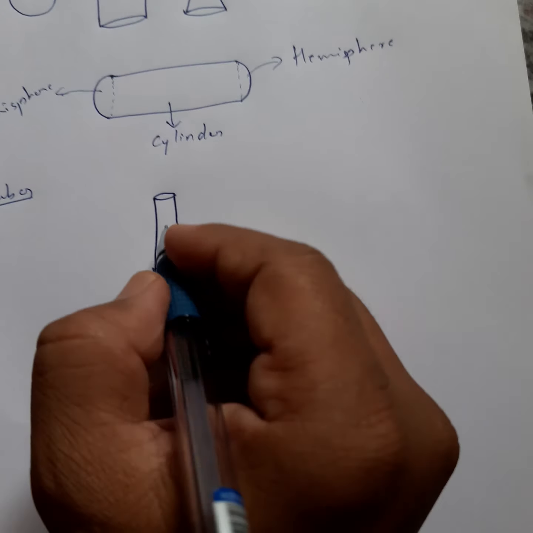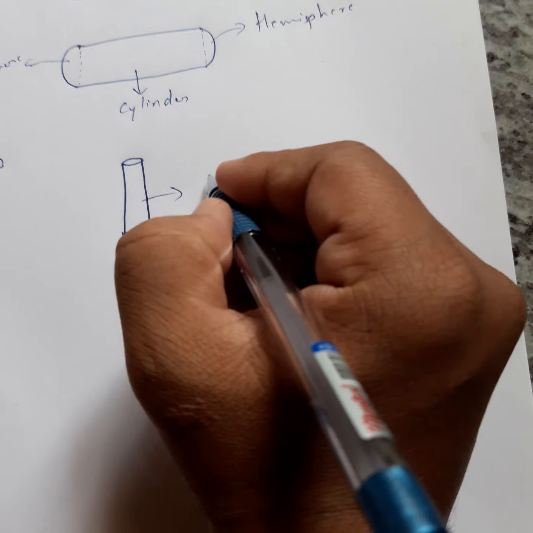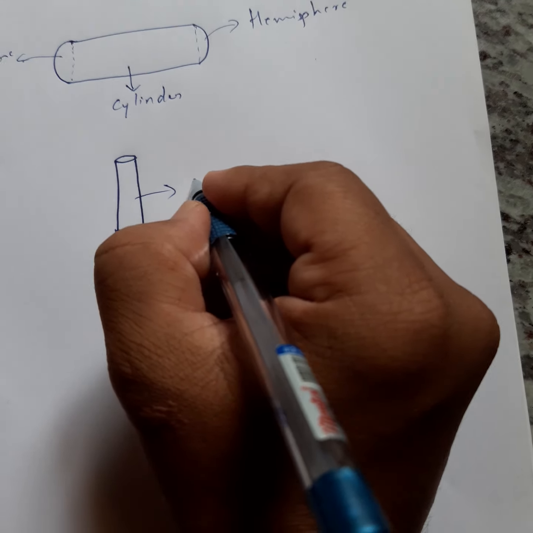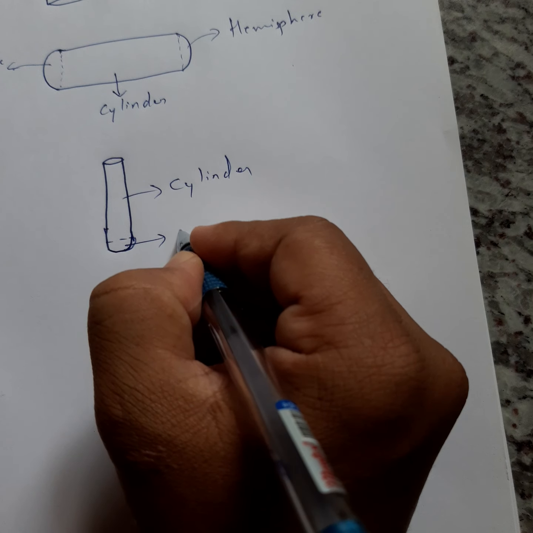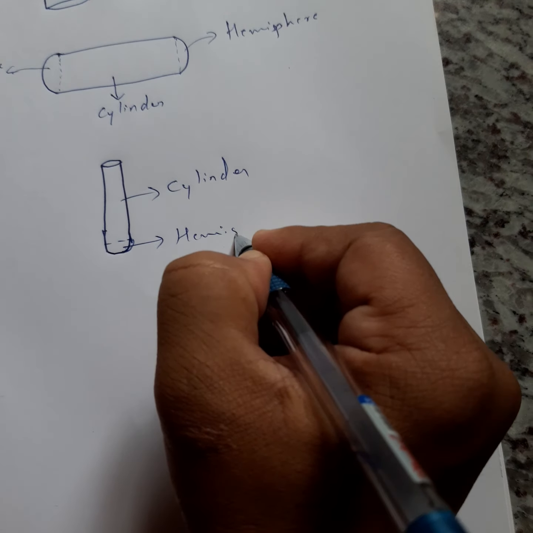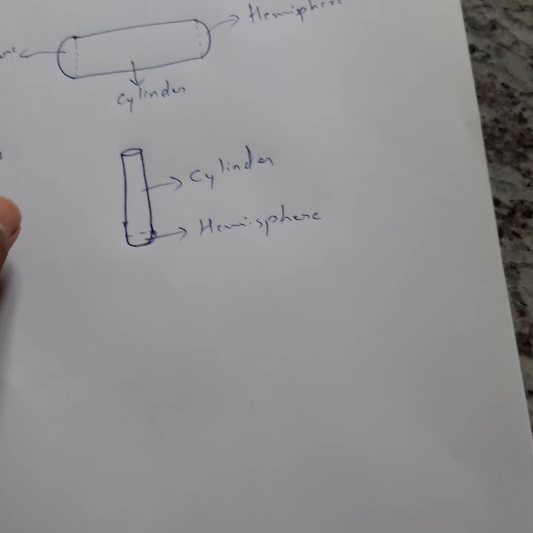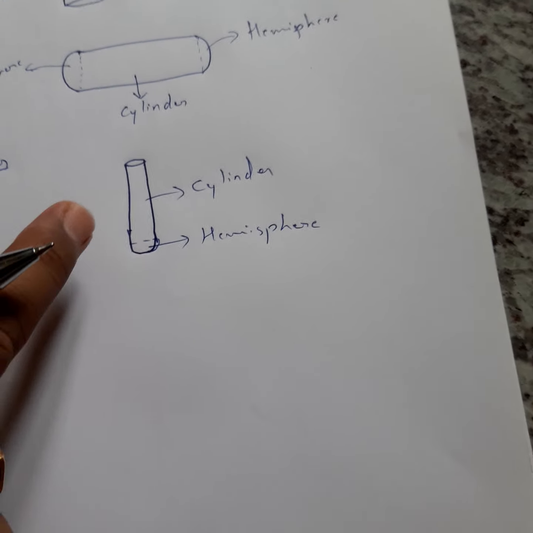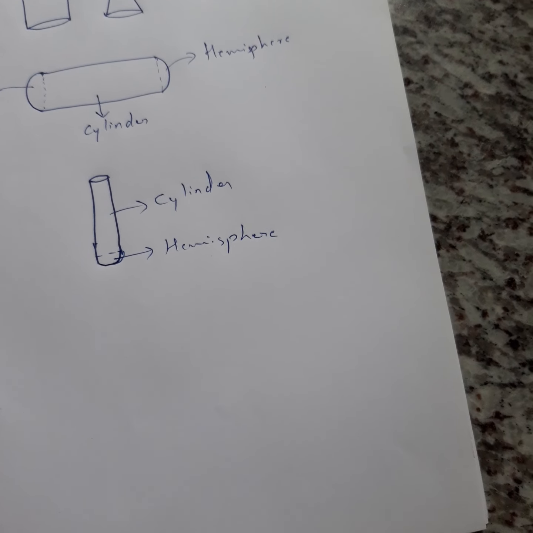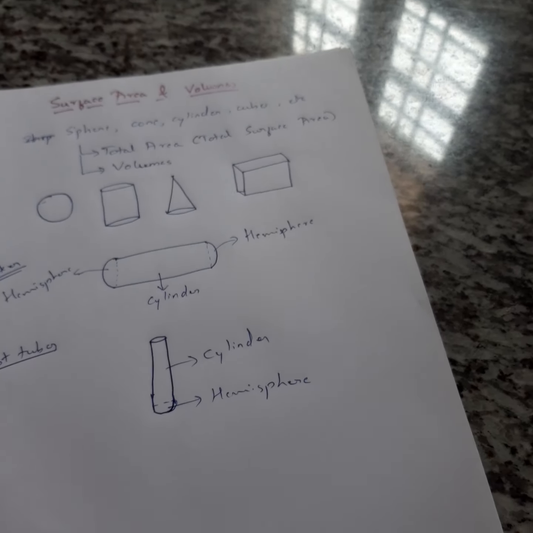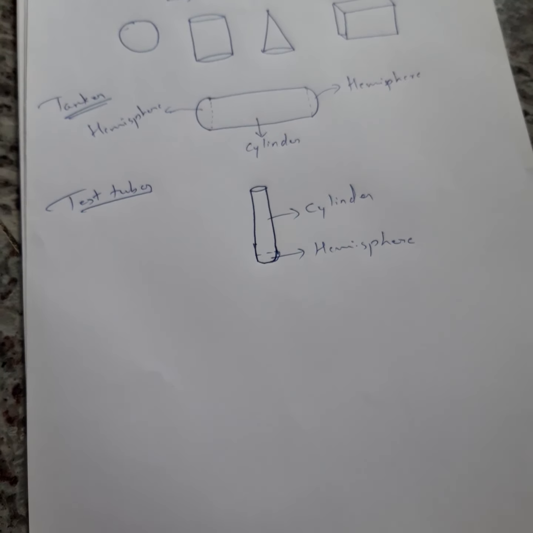again it has two structures. One is a cylinder, another one is a hemisphere. So again we are going to study the surface area and the volume of a test tube like this. So we're going to study such kinds of structures here.